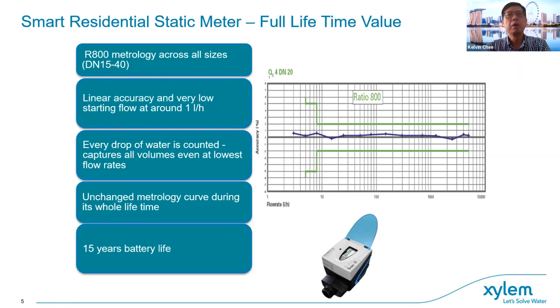Therefore, it helps to increase revenue, and again helps reduce the apparent loss. I want to emphasize that the starting flow, although it's not a metrological requirement, can go as low as 1 liter per hour. What it means is that even droplets of water from inside the home or apartment can be detected by this kind of static meter technology. Basically, we say every drop of water counts. This technology fulfills these needs and requirements.